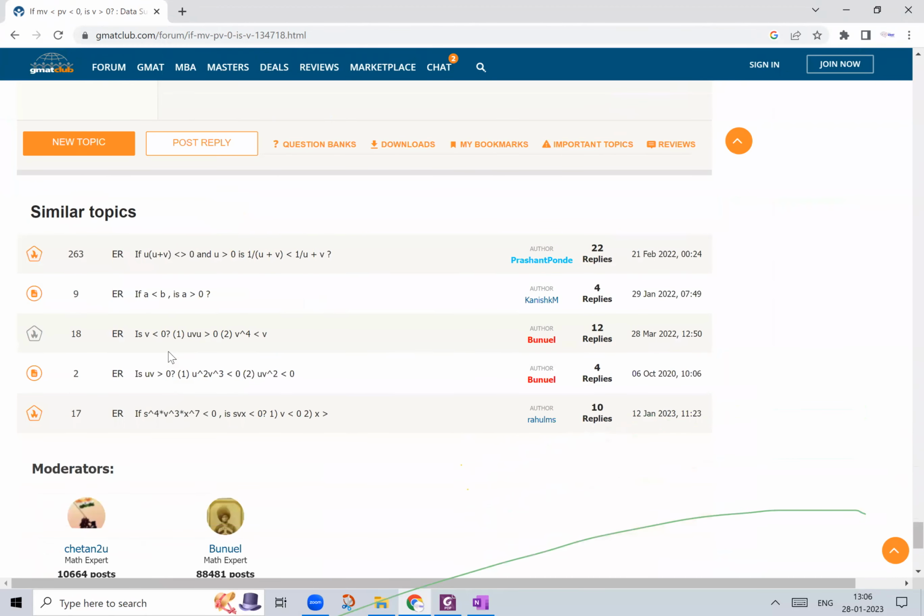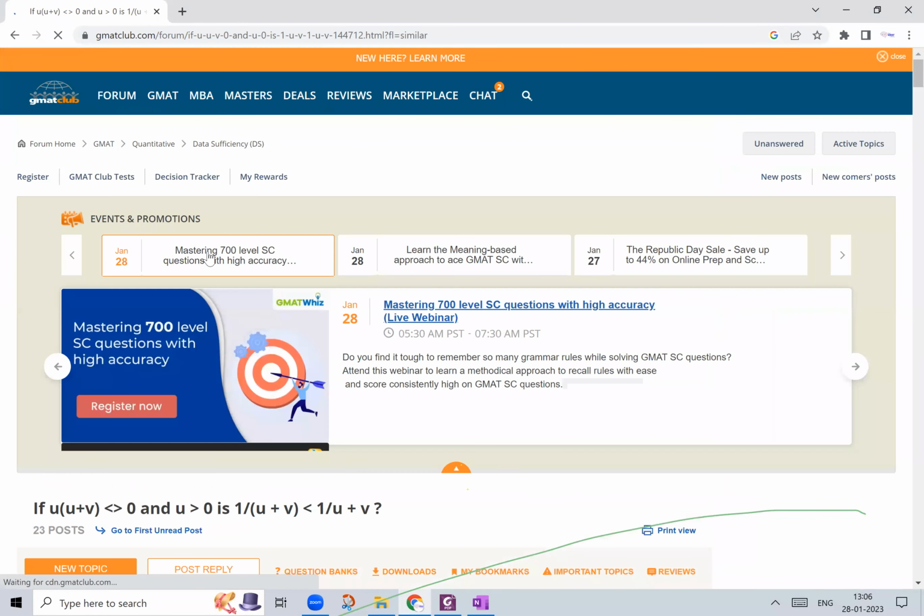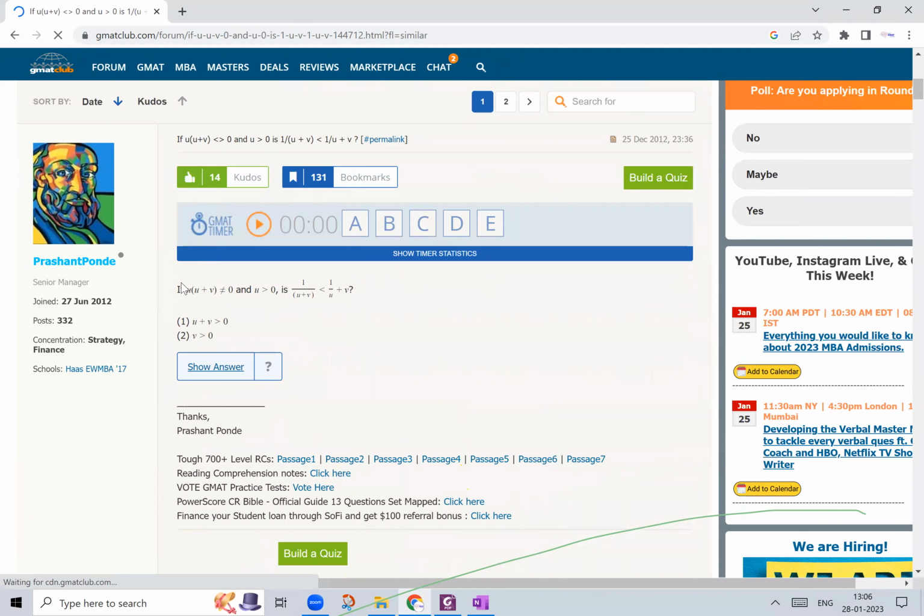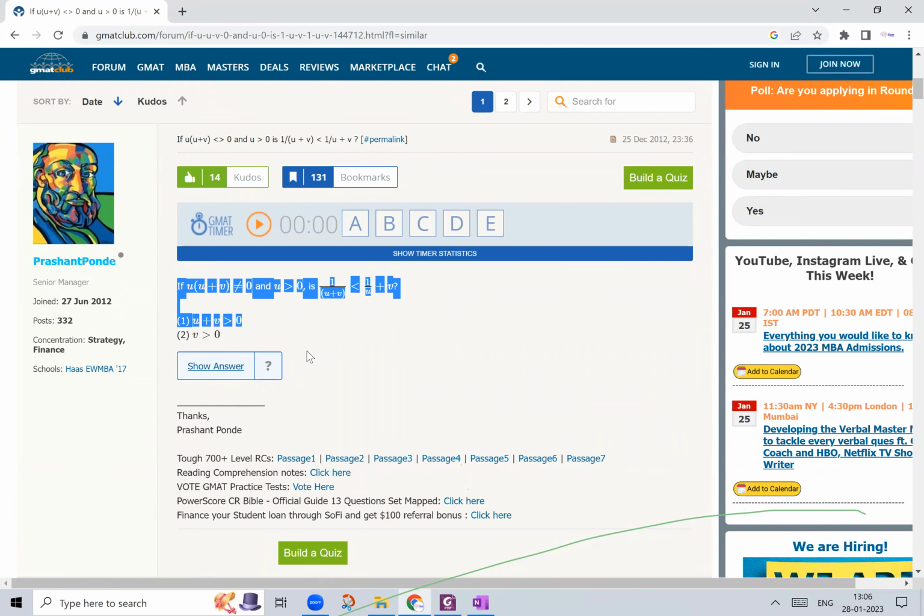Now, because this question has troubled you, your job is to go and solve similar topics. Press any of these questions, doesn't matter at all. Just open this question. Your job is to solve these questions properly now. This is in front of you, given to you. Solve these questions, look into the answers.